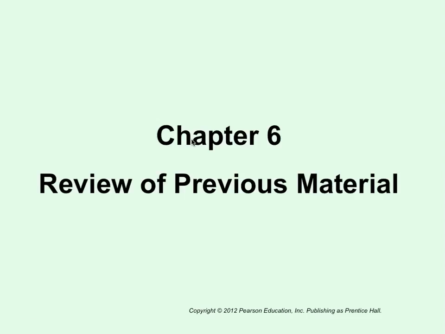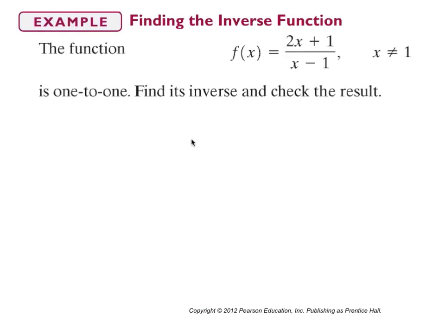Okay, now what I want to do for the last few minutes is go ahead and review some of the previous material from Chapter 6, since you do have a Chapter 6 quiz this week. So let's go way back. I don't remember exactly which section this is, but let's go back to finding an inverse function. So let's say that we're given the function f of x equals 2x plus 1 over x minus 1. x cannot equal 1 because that would make our denominator 0. We know this is 1 to 1 and we want to go ahead and find the inverse.